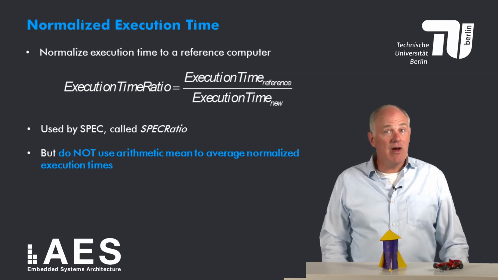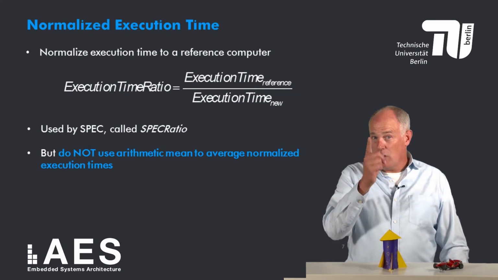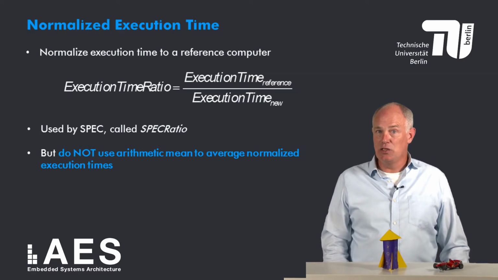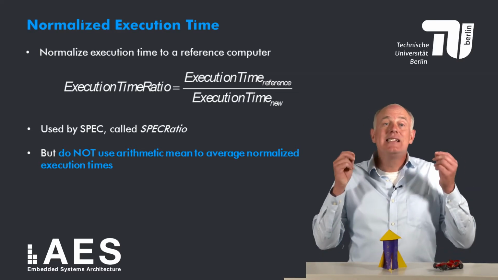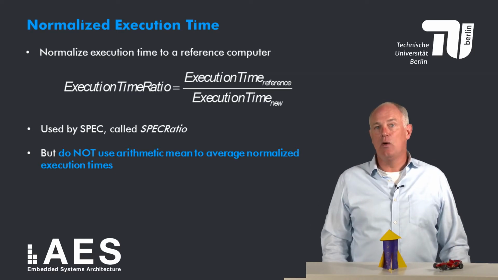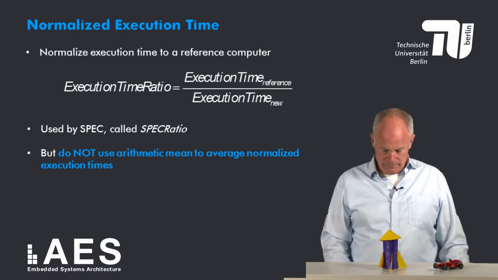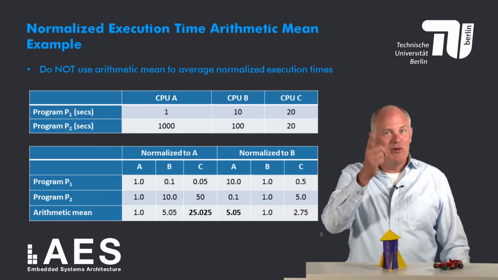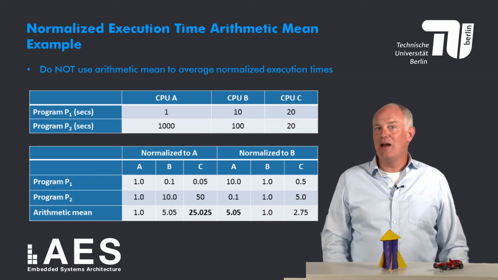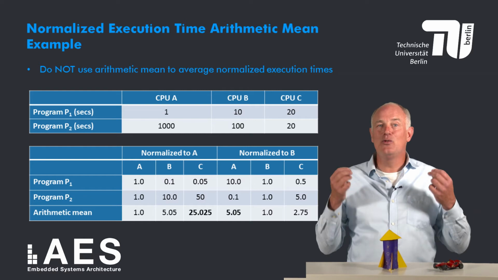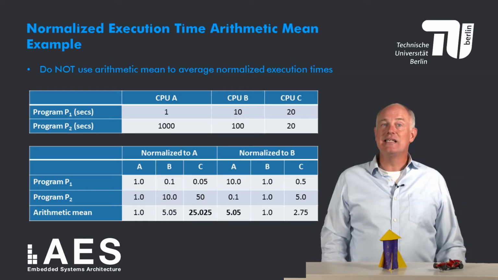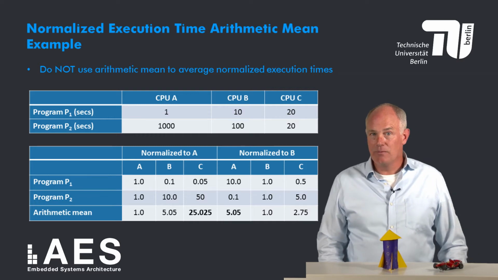But, and this is very important, you shall not use the arithmetic mean to average normalized execution times, for it can lead to different results depending on the reference machine. Because it is so important, I repeat, you shall not use the arithmetic mean to average normalized execution time, for it can lead to different results. To warn you once and forever, here's an example of this wrongdoing.